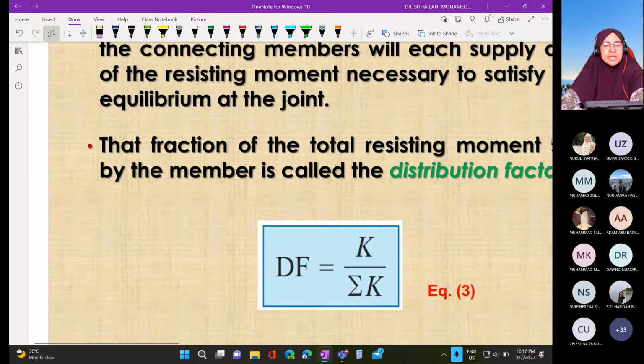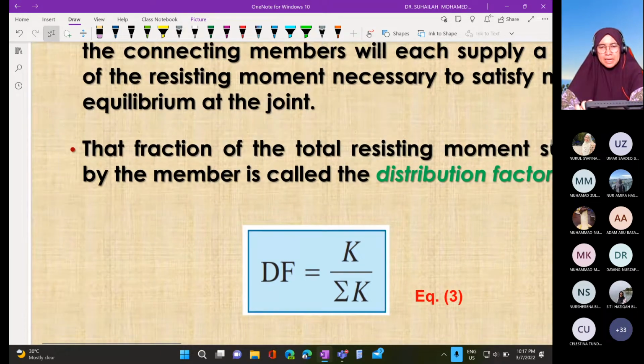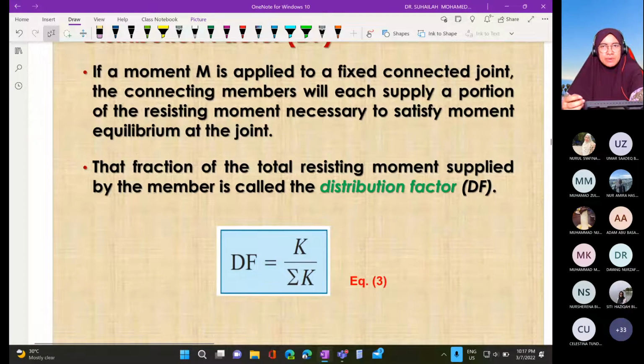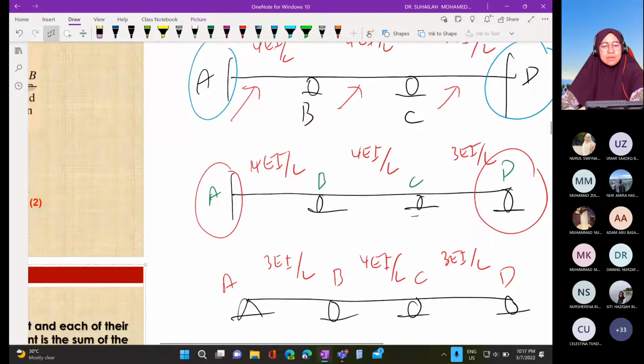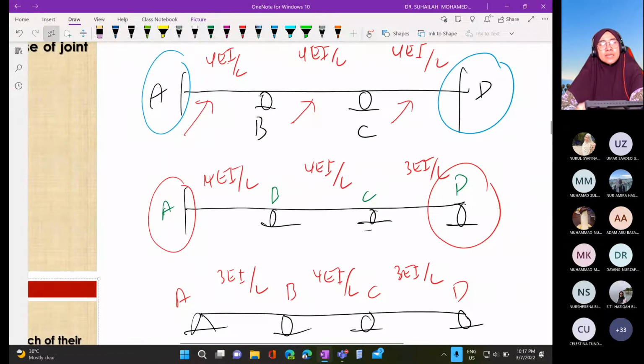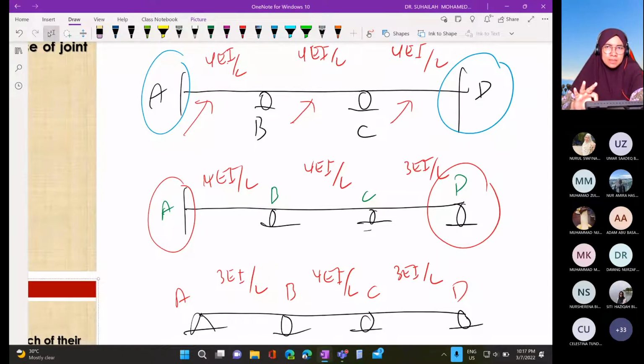The number of DF is equivalent to the number of member end moments, the number of distribution factors that we need to calculate. For the beam above, there are 6 member end moments. Why 6? Because there are 3 elements, and each member has 2 ends. So there are 6 end moments, and the distribution factor must be the same: 6 as well.